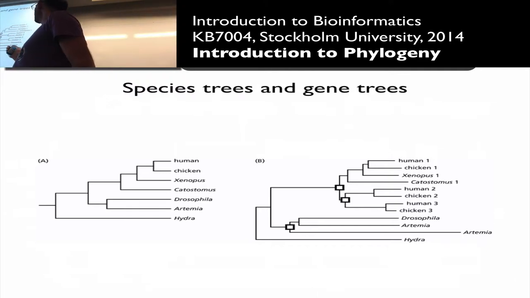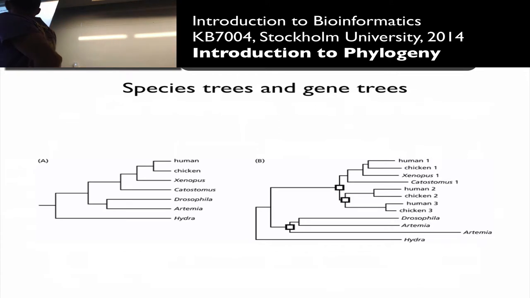But then you take one gene family here, and you have, in this case, three human genes. And you have three chicken genes, but only one from the others. So if you make a gene tree, it will look like that. If the three human genes had evolved after the split from chicken, they would most likely be more similar to each other. But now it's almost like chicken one, human one, chicken three. But the other species' gene is only similar to the human one.